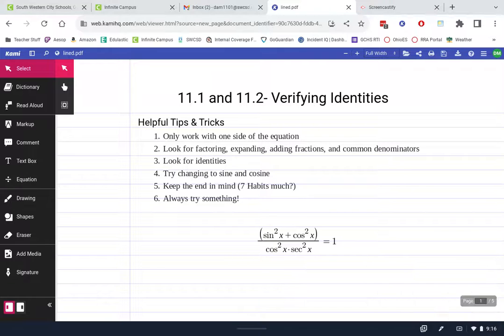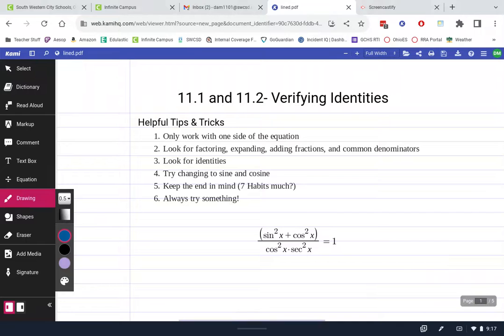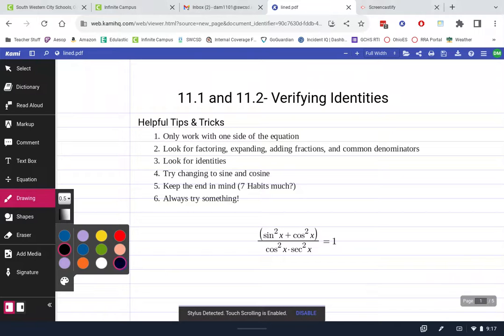All right. So I forgot to record notes yesterday. So we are doing a whole bunch of examples on verifying identities, but I've got some helpful tips and tricks before we get started too far. The first thing is only work with one side of the equation. And the biggest thing I always tell kids is you only want to work with the nastiest side of the equation the vast majority of the time.